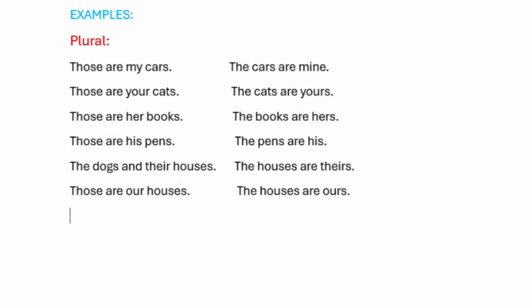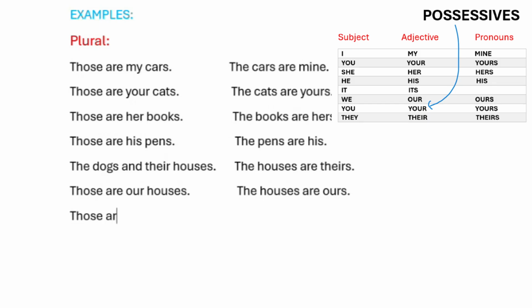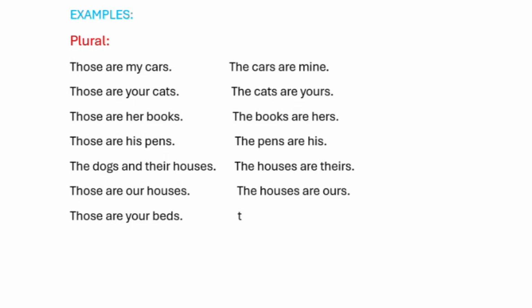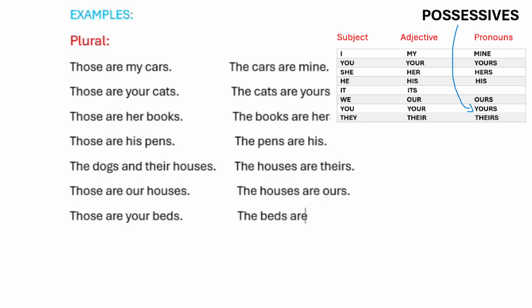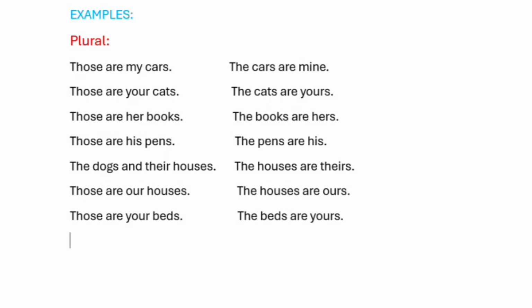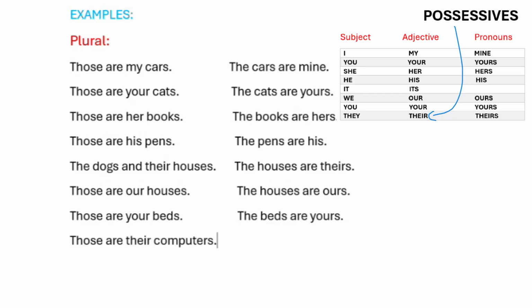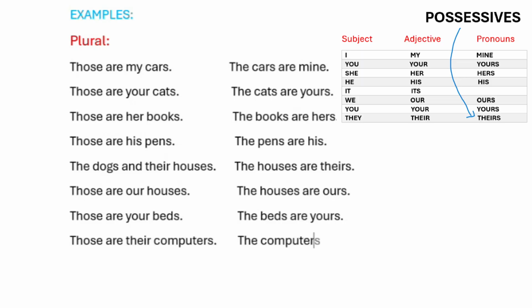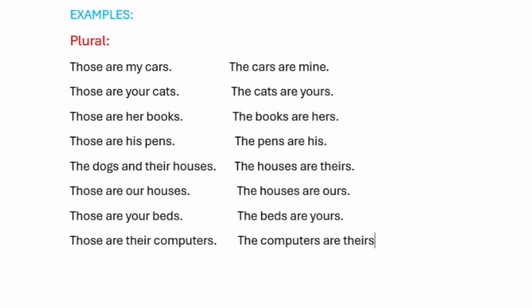And we have your again. Remember, in this case, we have your and your here, but one is in singular form and then this one in plural form. Those are your beds. And then the plural, we have the beds are yours. Wow, that's amazing. I like this topic. And those are their computers. And then you can say the computers are theirs. And that's it, guys. Beautiful, right?